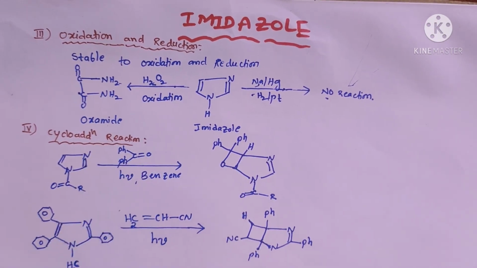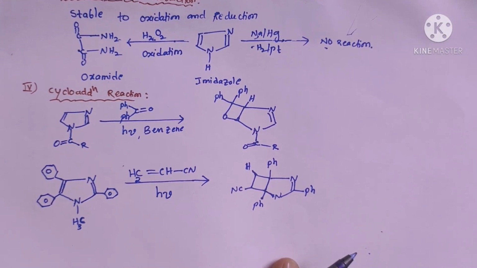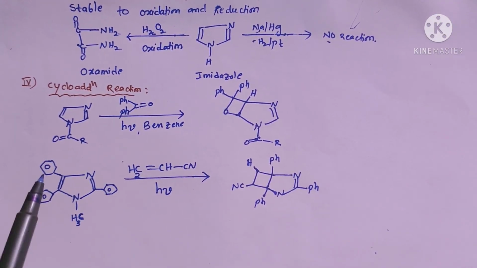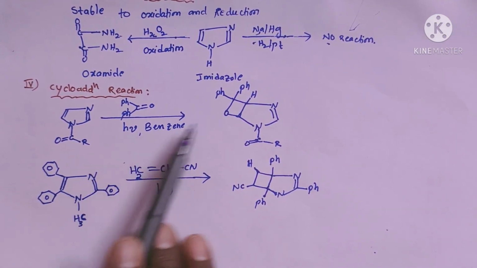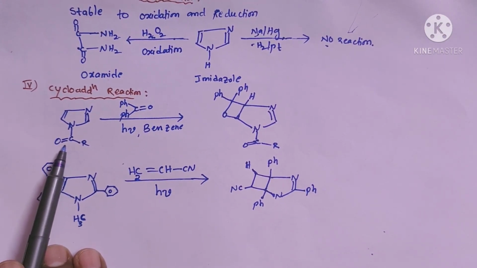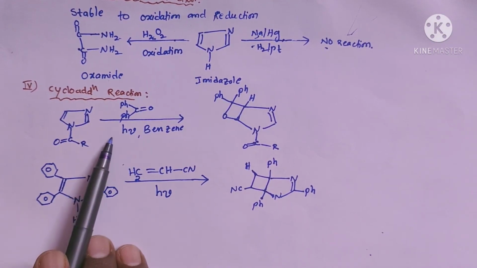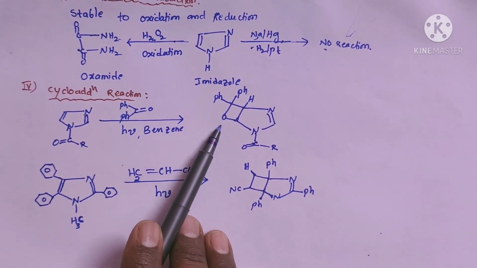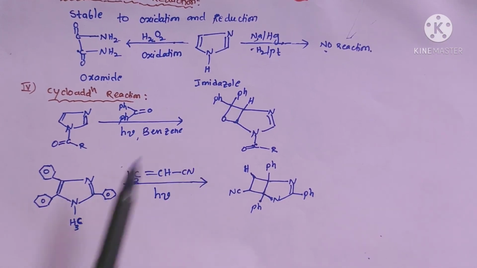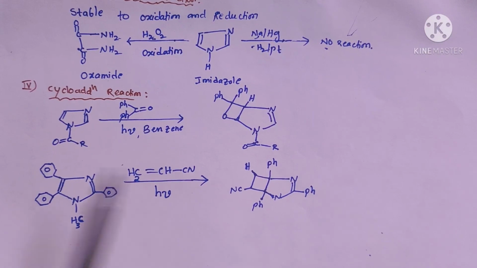And under photochemical conditions it shows some addition reactions also. So again, this is N-acyl imidazole and benzophenone in the presence of light, so we get an addition product. So here also we get an addition product.